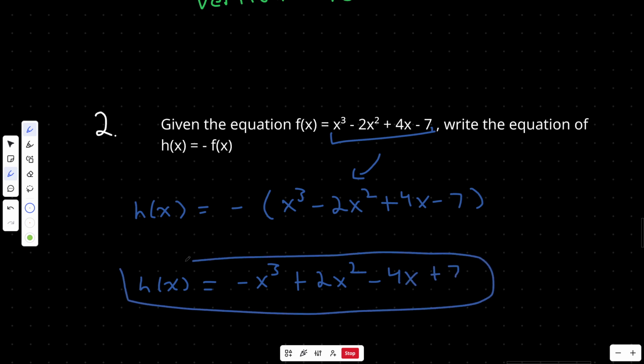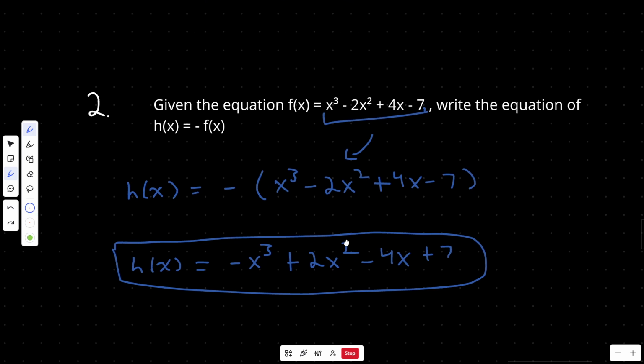So we've written the equation of our function h of x, and just to be curious, this is actually a vertical reflection. So h of x is a vertical reflection of f of x because the negative is on the outside here. Let's move on.